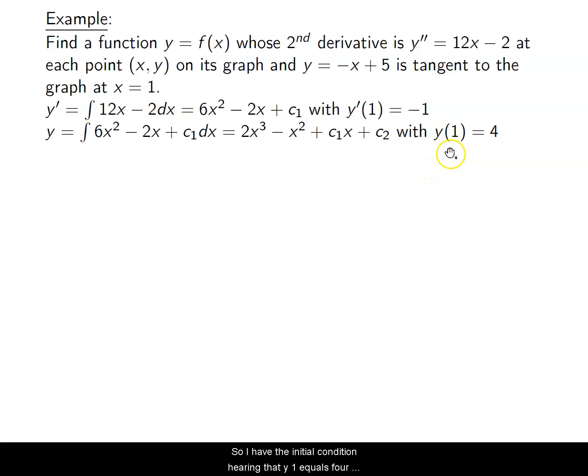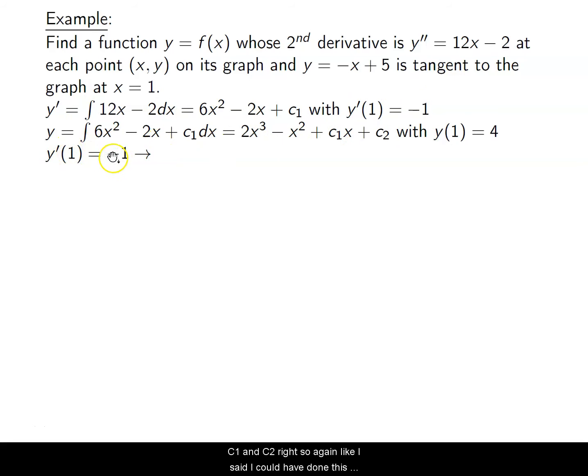So I have the initial condition here that y of 1 equals 4. Now you might say, well, how do you know that? Well, if this is tangent to my original function at this point, that means they share a point. So if I plug 1 in here, I'm going to get out 4. That same point is shared on my original function. So this input in this tangent line gives me a point, and it gives me the slope of the tangent curve. That gives me a pair of initial conditions here. Now I can use both of these initial conditions to solve for C1 and C2.